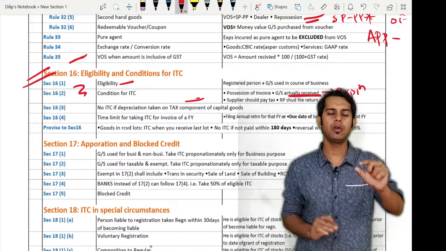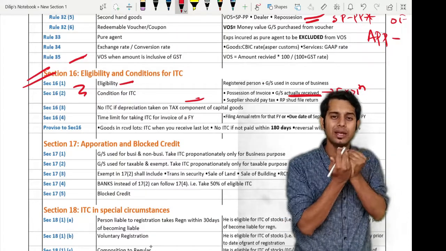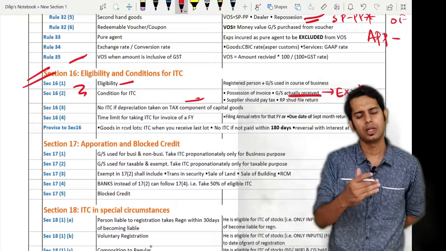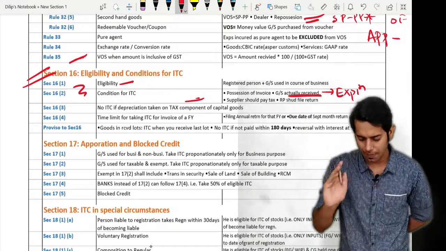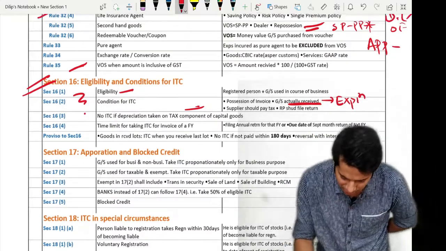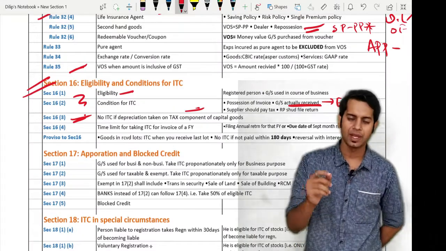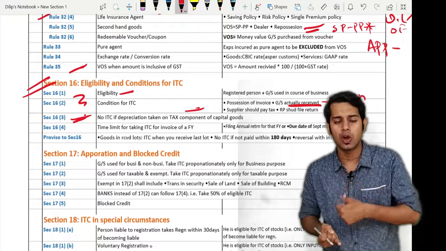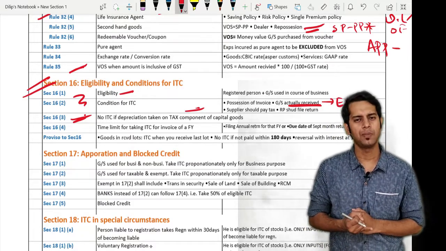Interest is required to be calculated from the date of taking the credit till the date of reversal of credit. And there is provision number 3, which is telling you can take input tax credit once the payment is made. Section 16 subsection 3 says that if you are claiming depreciation on the tax component of the capital goods, then you cannot take input tax credit.